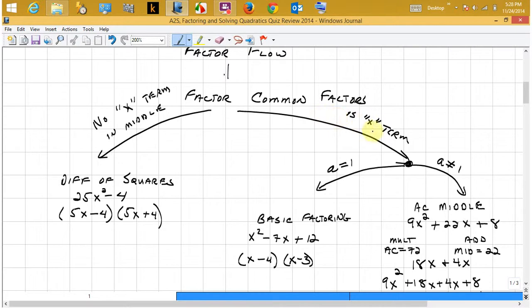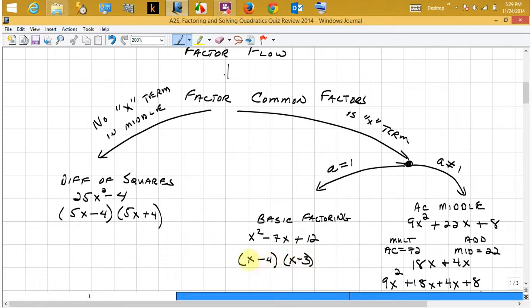If there is an x term or a middle term, then you're going to have to use a different kind of factoring. You're going to have to make the decision of whether the a value, that's the number in front of the squared term, is a 1 or not. If it is a 1, you're just going to use a simple basic factoring technique. You're going to try to find two numbers that add together to give you the middle number, which in this case is a negative 7, and multiply to 12. That would be, in this case, a negative 4 and a negative 3: x minus 4 times x minus 3.